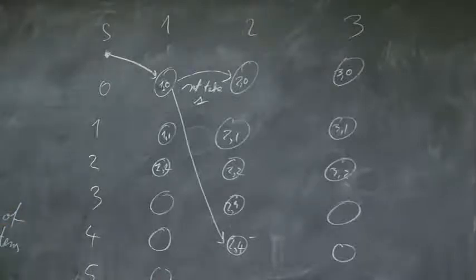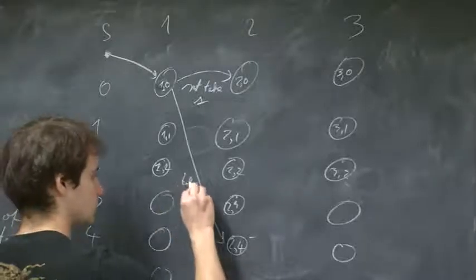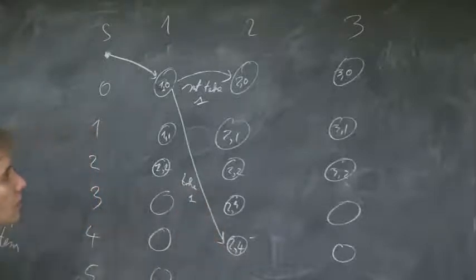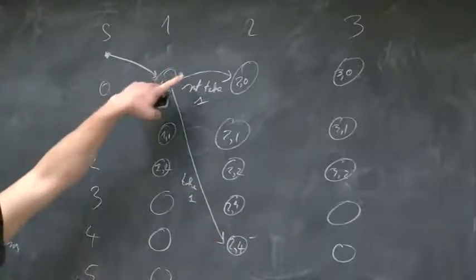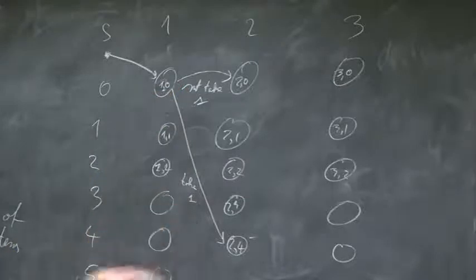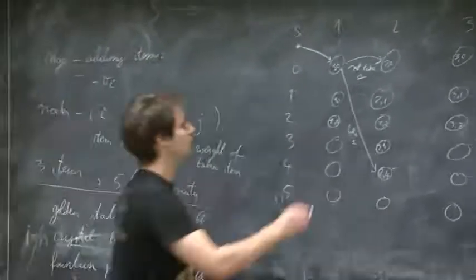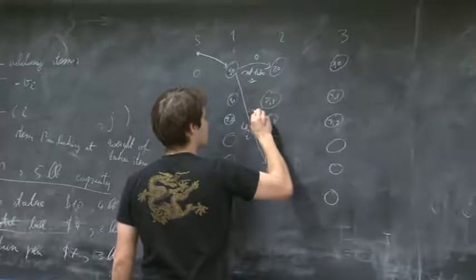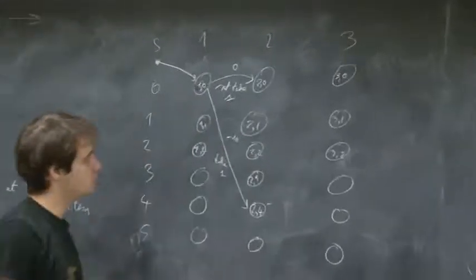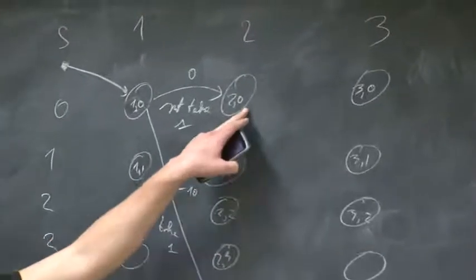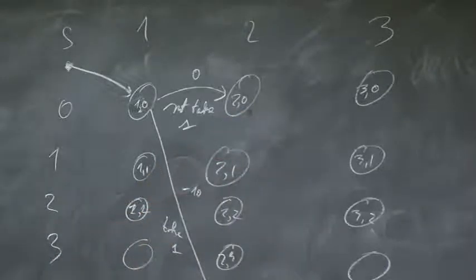What about edge weights? What's the weight of the edge that says I don't take item 1? What's the edge weight of the edge that says I do take item 1? 0 and minus 10. All right. That minus lets us get the shortest path. Now suppose I'm in 2, 0. What are the outgoing edges?